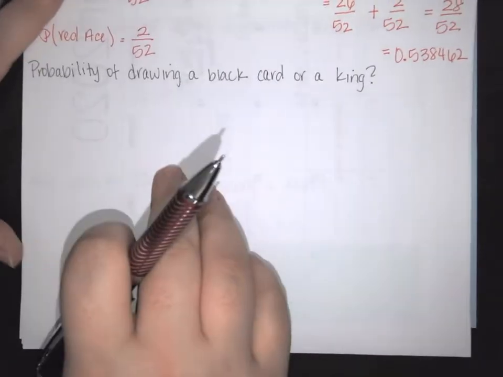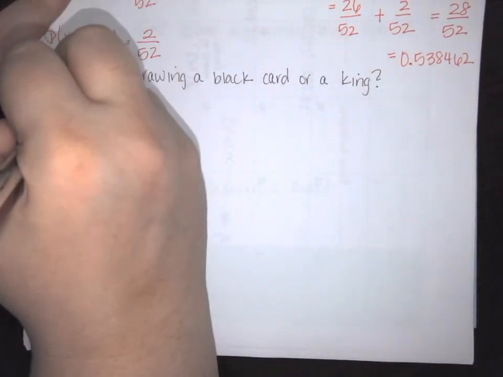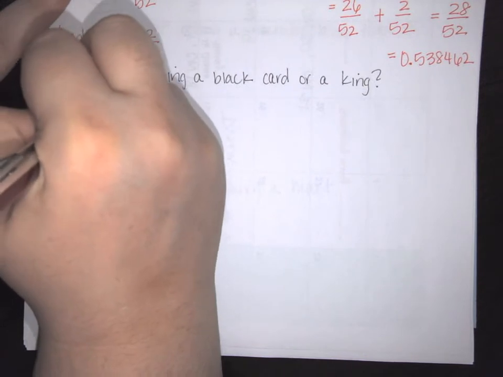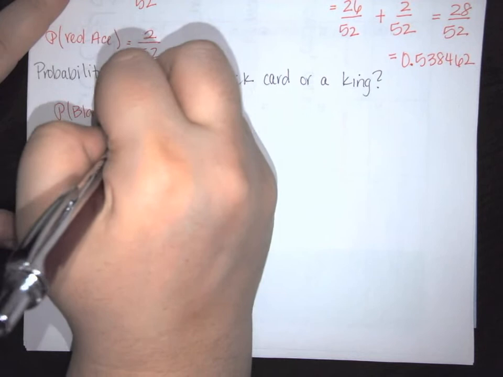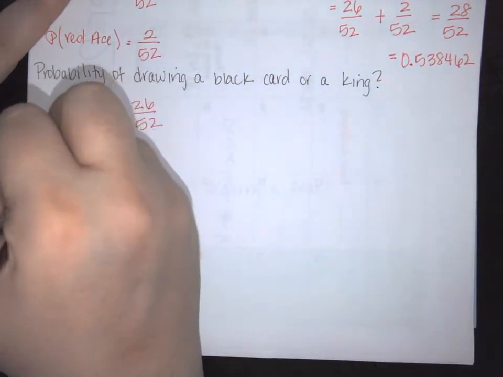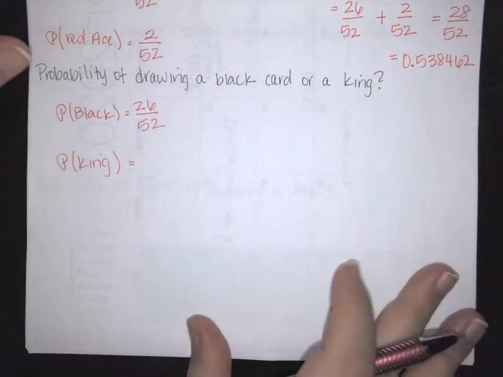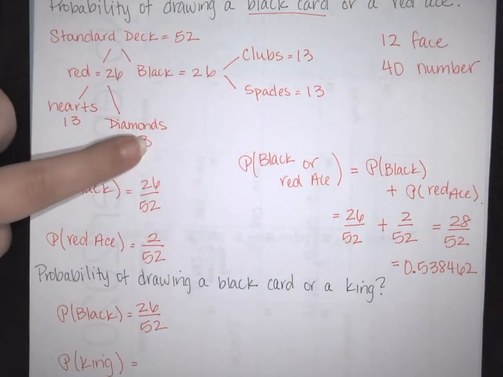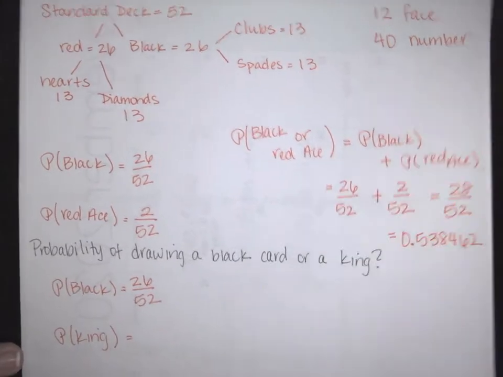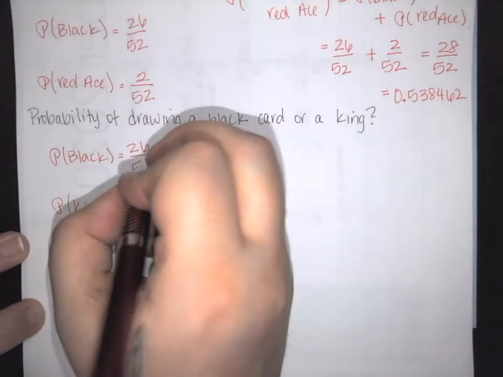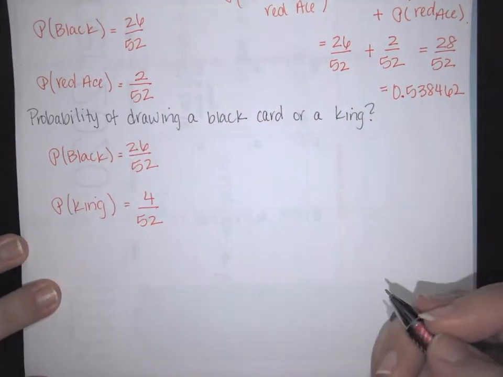Now let's do it all again, but this time we're going to look at a black card or a king. So here the probability of drawing a black is the same as before. I have 26 black cards out of my 52 total. The probability of drawing a king is going to be a little different. Okay. In my king, I have one showing up in all four types because this king is not specified a color. So in this case, it's going to be 4 kings out of my total 52 cards.